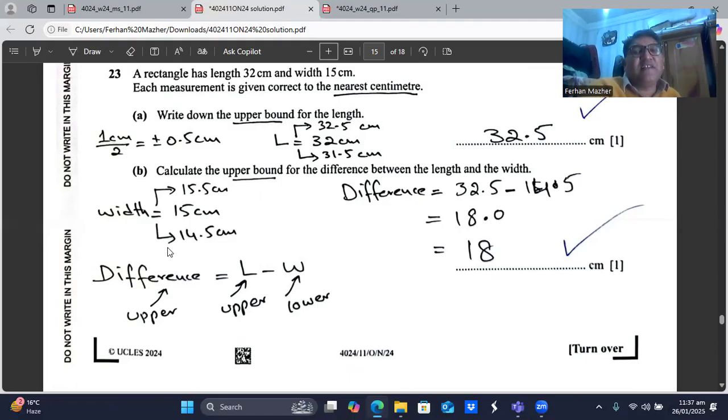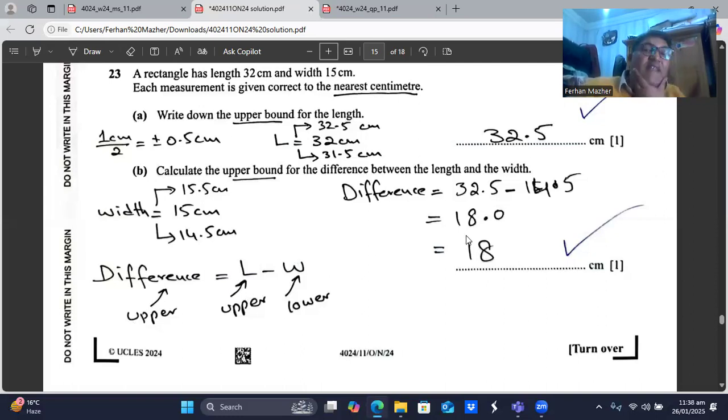Now, their question is to find the difference between the length and the width. Because we want the upper bound of the difference, for the length, its upper bound should be taken, and for the width, its lower bound should be taken. Then you will get the upper bound of the difference. Because this formula is basically a subtraction, and I want the upper bound of the difference, this first value, its upper bound should be taken, and this second value, which is to be subtracted, its lower bound should be taken. Then you will get the largest answer from this subtraction.